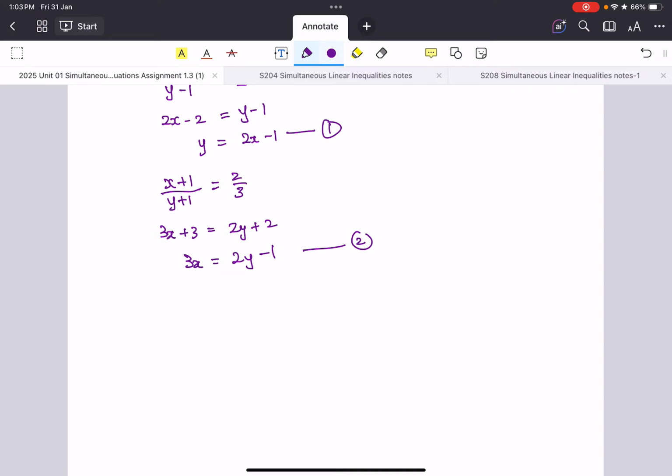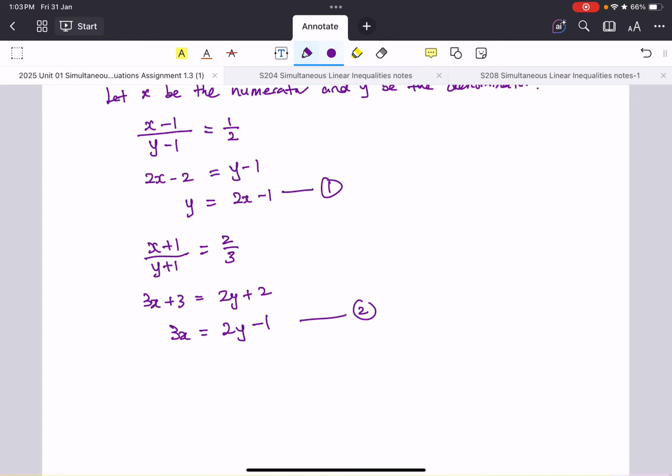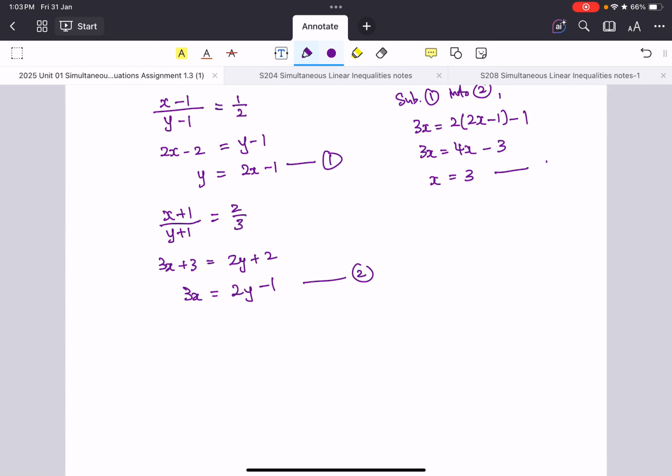Okay, so I can use substitution method here. I'm going to sub 1 into 2. You have 3x equals to 2 times 2x minus 1 minus 1. So 3x equals to 4x minus 2 minus 1 minus 3. That means x is equals to 3. Right? So we got that. x equals 3. Let's call this equation 3.